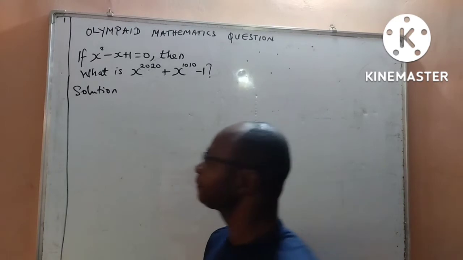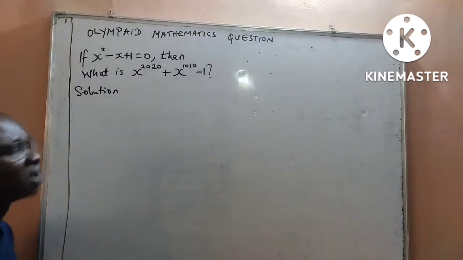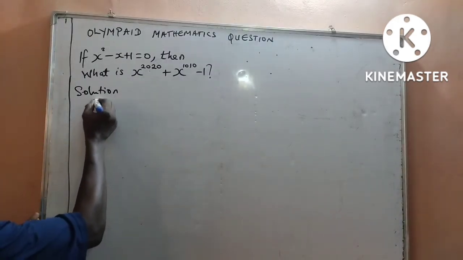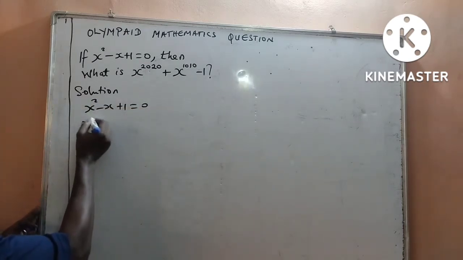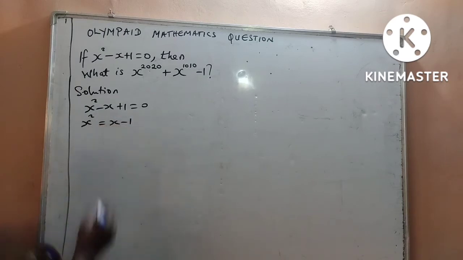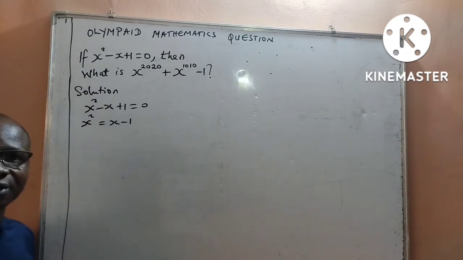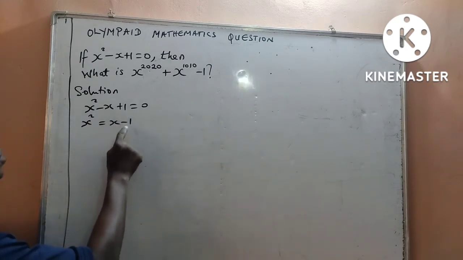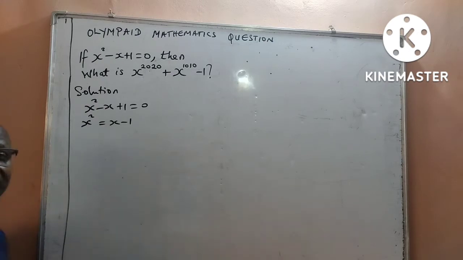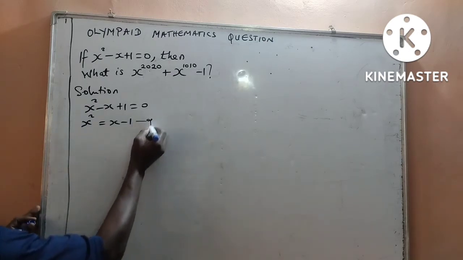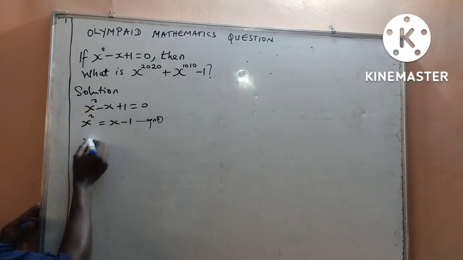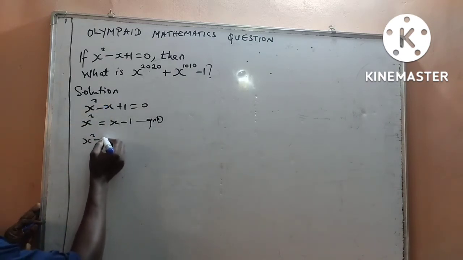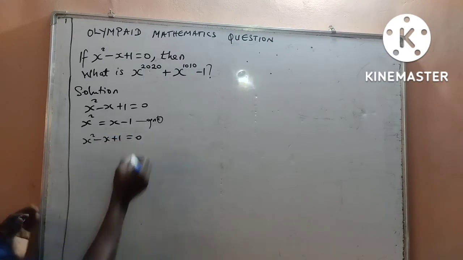So we dive in, solving from the equation x raised to the power 2 minus x plus 1 equal to 0. I can get x squared equal to x minus 1. I have taken minus x to the right hand side to become plus, and plus 1 to become minus 1 at the right hand side. This is equation 1.